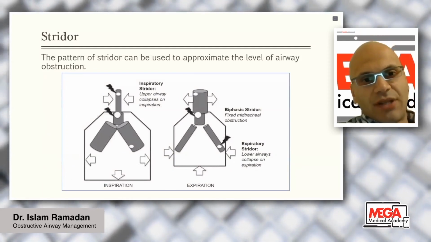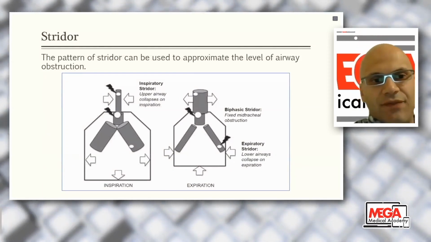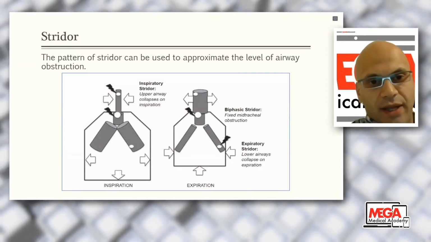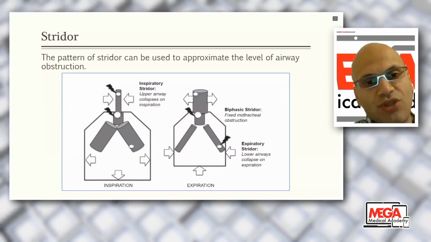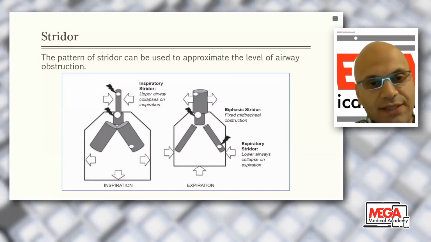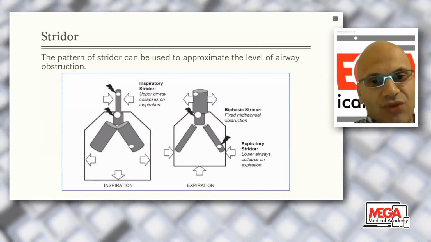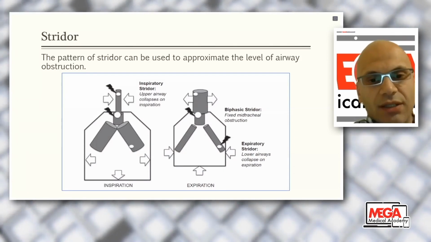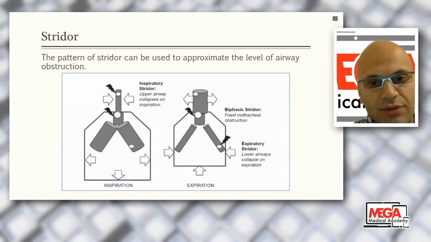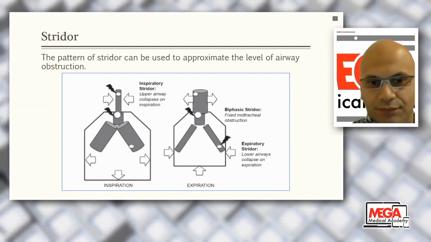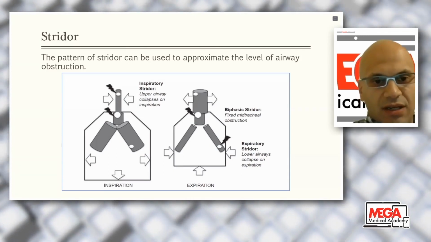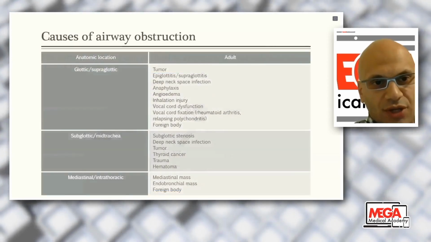From the pattern of the stridor, you can determine the level of the airway obstruction. So if the patient has inspiratory stridor, most probably the obstruction is in the upper airway, as you can see here. While biphasic stridor is mid-tracheal, and expiratory stridor is lower airway obstruction. So this gives you roughly where the obstruction is.